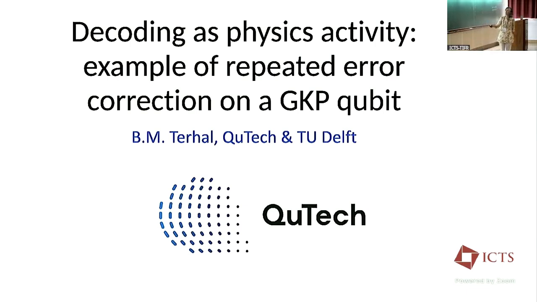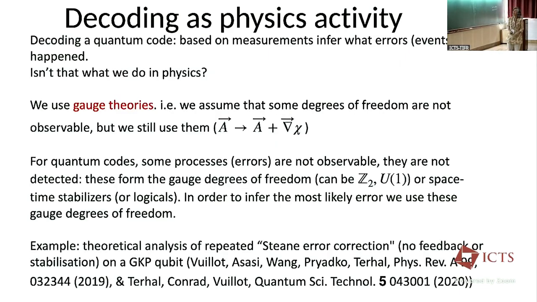The title is Decoding as Physics Activity, and this is what I want to start with, because I'm suggesting an analogy, and I don't know how deep this analogy is. So I do quantum error correction, and we have to decode a quantum code. What does that mean? We do repeated measurements to detect errors, and then based on those measurements, we have to infer what happened to the logical information, the information that we care about. So based on measurements, we infer what errors have happened. And that is what we do in physics, right? Based on measurements, we infer what happens in the world. That's basically what we do.